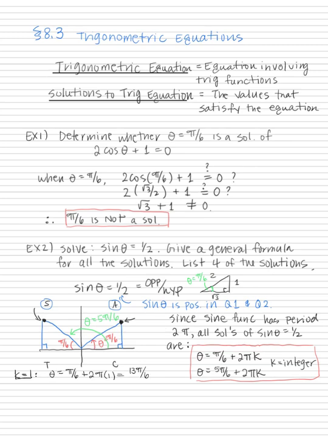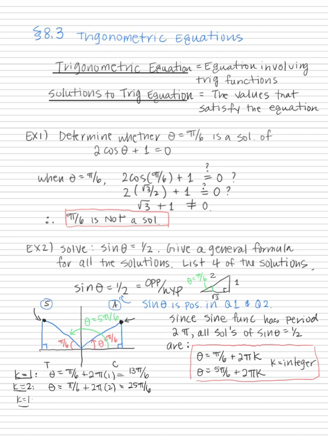Alright, so this is one solution. Now let's go with k equals 2. Then you're going to have theta equals pi over 6 plus 2 pi times 2, which is going to be, what is that, 4 pi. So we're going to get 25 pi over 6. I'm running out of room.